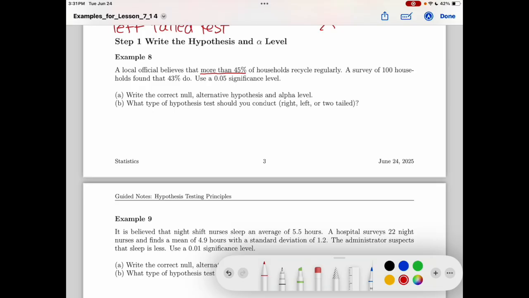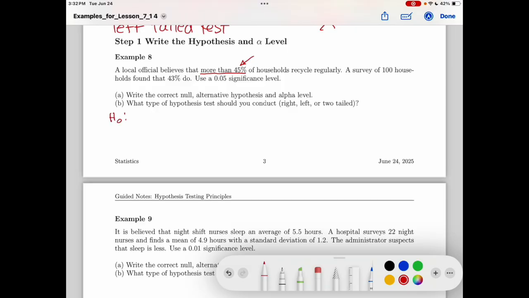So the scenario is that a local officer believes that more than 45% of households recycle everything. A survey of 100 households finds that 43% do. We're going to use a 0.05 level of significance. What we're comparing it to is this proportion of 45%.